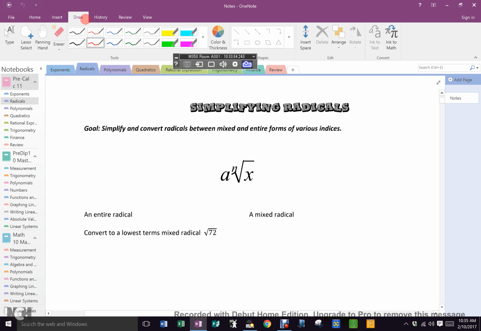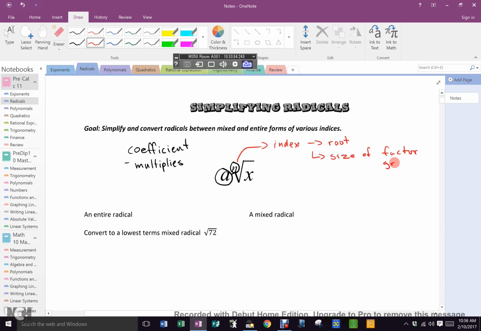So, all of you should be fairly comfortable with this structure, yes? We've already talked about it in the last unit. A is a coefficient, which means it multiplies. N is the index. We also call that the root. That means that is the size of factor group. And I'm going to explain that in a minute if you don't remember it. And this is what we call our radicand.